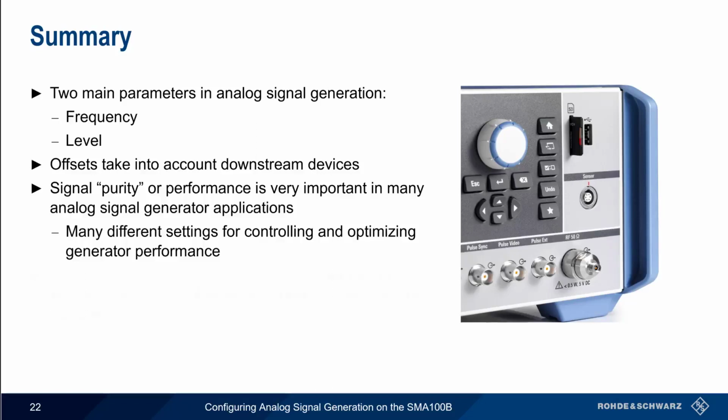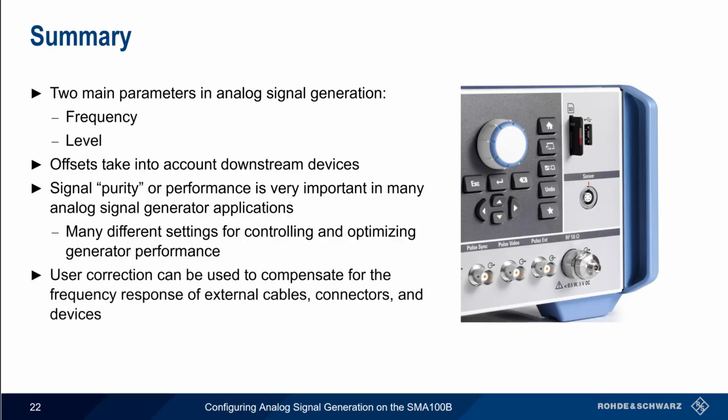And last but not least, user correction can be used to compensate for the frequency response of external cables, connectors, etc. This concludes our presentation configuring analog signal generation on the SMA100B.